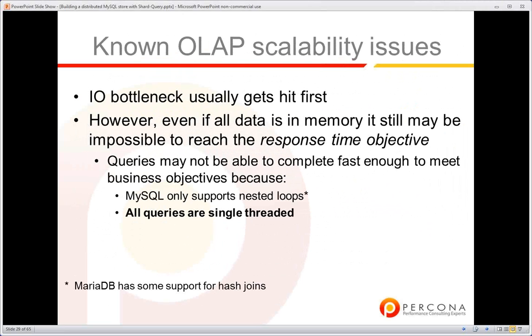Also, MySQL only has nested loops. So other databases have hash joins. MariaDB has limited support for hash joins. But MySQL's only got nested loops, which is not necessarily great for the star schema that are common in OLAP. And once again, all queries are single-threaded. So even if you can get all the data in memory, you're still going to hit a CPU bottleneck.